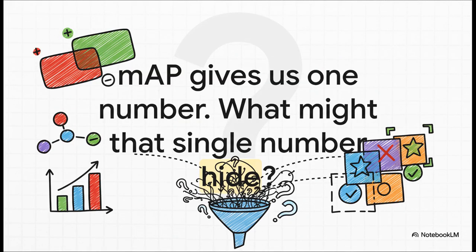So, there we have it. We have our winner, our single number. But it's always worth asking a final question, right? mAP is an incredibly powerful tool for comparing models. But what details might that one single number be hiding from us? I mean, looking at the scores for each class gave us a bit more insight, but what else gets lost when we boil down such a complex system to just one number? Definitely something to think about.